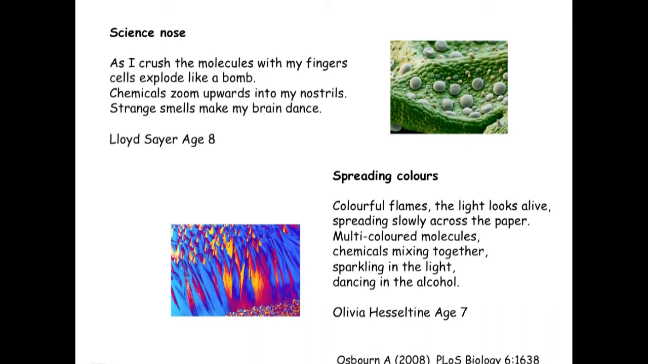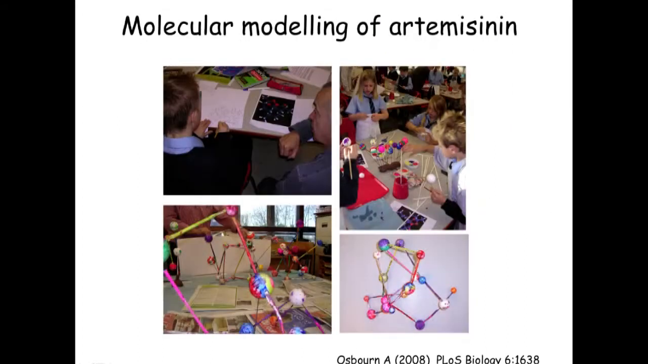And then from Olivia, Spreading Colours. Colourful flames, the light looks alive, spreading slowly across the paper. Multicoloured molecules, chemicals mixing together, sparkling in the light, dancing in the alcohol. And I think you can see that they did the science before they wrote the poetry.